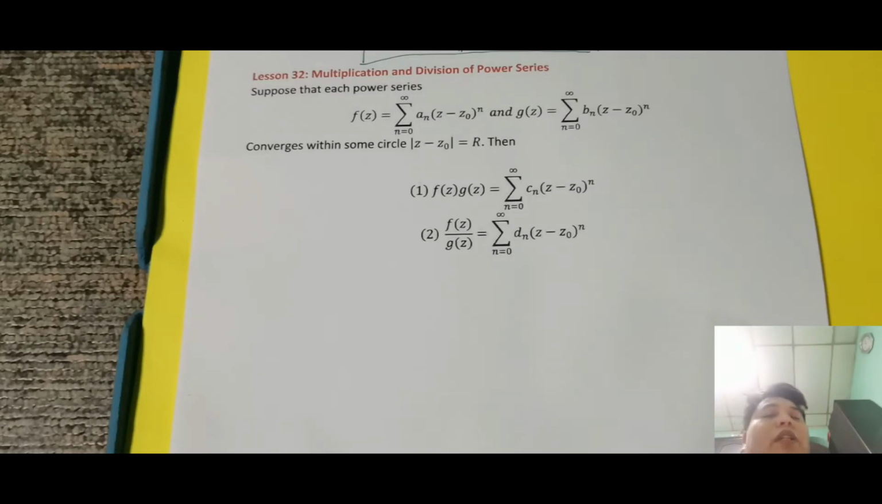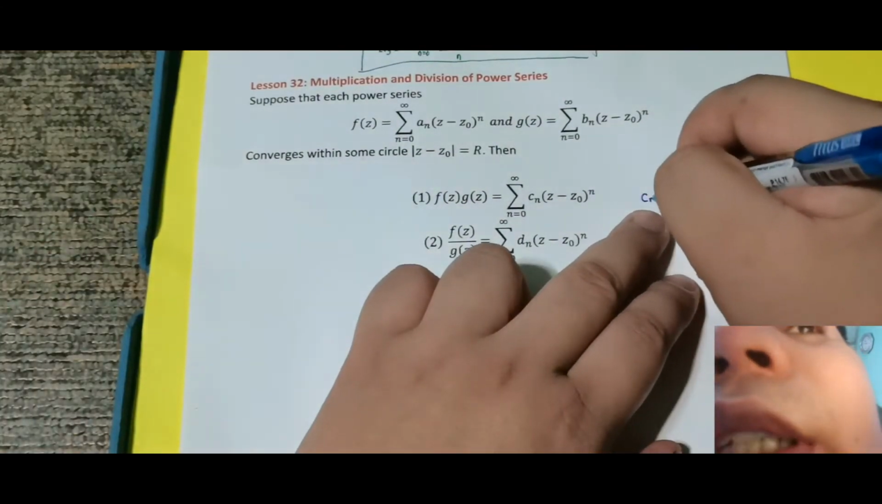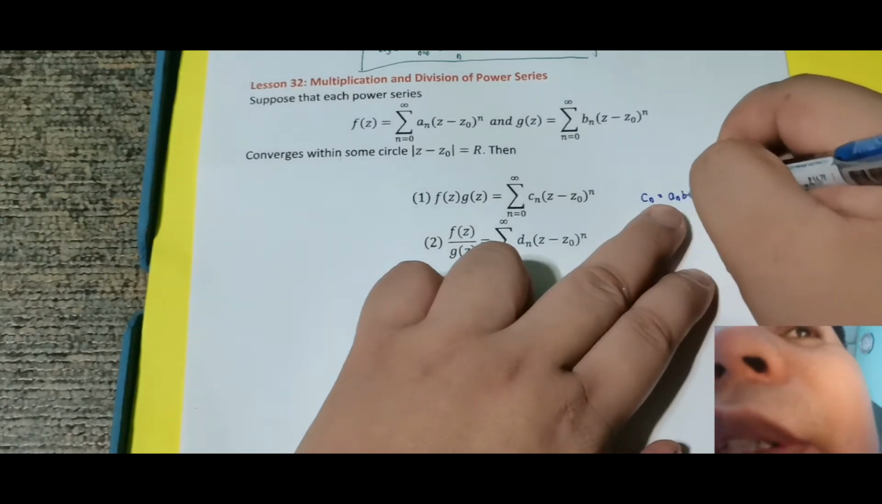So suppose that each power series f of z is equal to summation for n is equal to 0 up to infinity of a sub n times the quantity of z minus z not raised to n, and g of z is equal to summation for n is equal to 0 up to infinity of b sub n times the quantity of z minus z not raised to n, converges within some circle z minus z not is equal to r. Then, number 1, yung f of z times g of z, yung product ng dalawang function is just a product ng power series. Ano yung product ng power series na yun? Yung c sub n, where yung c sub n natin is just equal sa a sub n times b sub n.